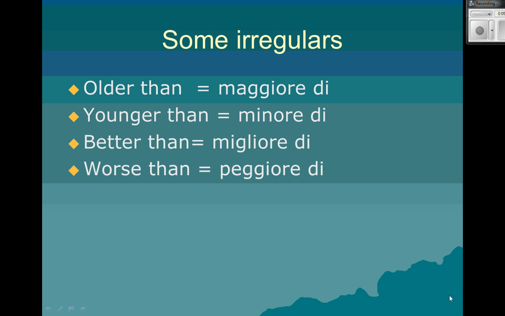And of course, there's always some irregulars. If you want to say older than, you would say maggiore di. Lui è maggiore di sua sorella. He is older than his sister. Io sono minore di Mario. I am younger than Mario. Migliore di, better than. Mio padre è migliore di tuo padre. My dad's better than your dad. Okay, worse than, peggiore di. And that is the comparatives in a nutshell. More than, less than, as.